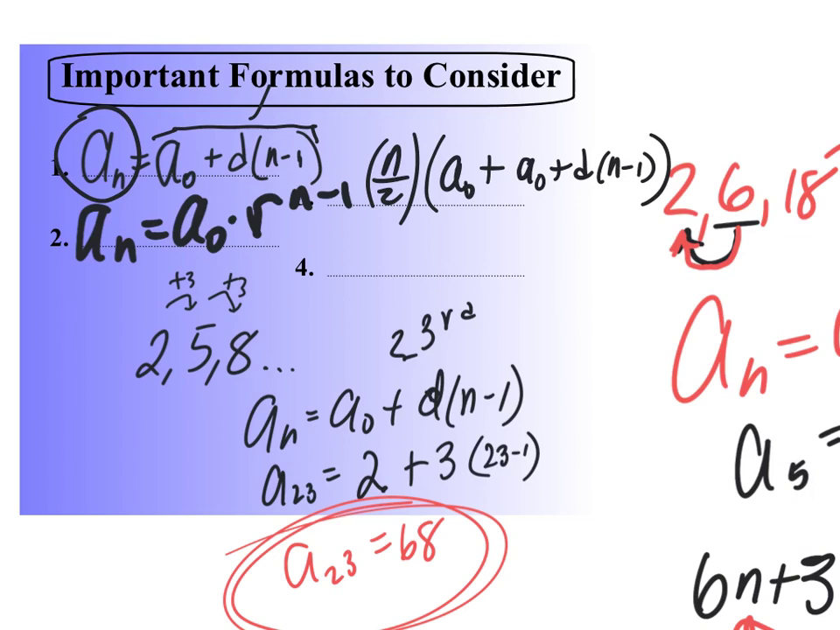Now that is a nasty formula to have to remember, but if you just remember, it's the first one, which we know is called a sub 0, and the last one, which we know is a sub 0 plus d times n minus 1. If you break it in chunks like that, it's not that bad. It's the first one plus the last one, and then how many there were divided by 2.